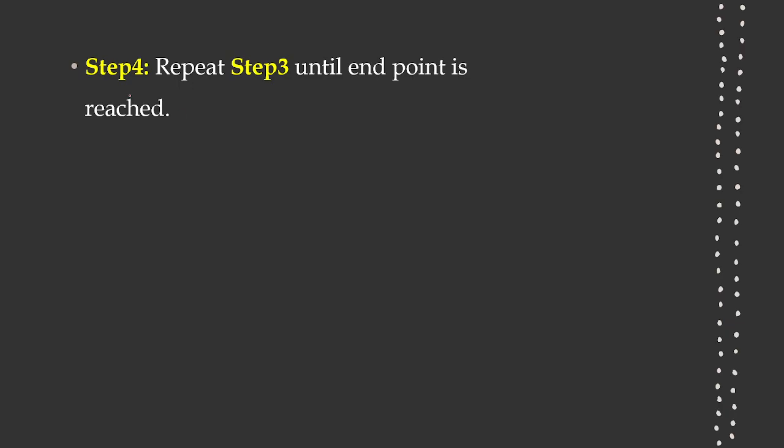Step 4, the last part of the algorithm: we repeat step 3 until the endpoint is reached. As I said before, with the 2 points, we keep on doing that until we reach x of n, y of n, that is the endpoint. Once this is reached, you stop the algorithm.